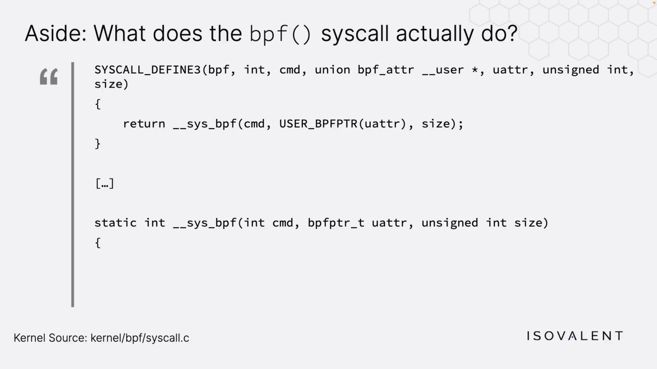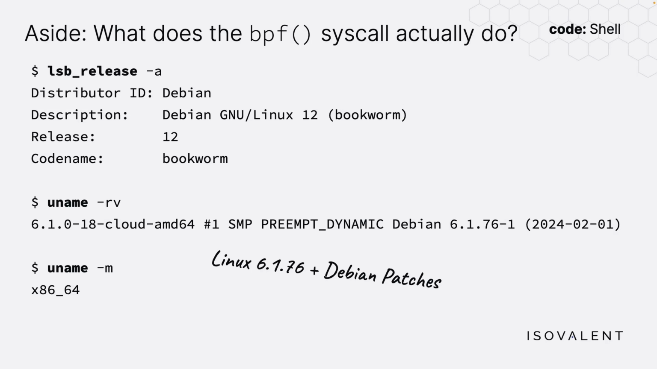So kernel/bpf/syscall.c is where the syscall is defined as this function. This returns an internal function called __sys_bpf. And by the way, this is all on a particular version. So I'm doing this on Debian 12 on the 6.10 kernel. So this might be different in other kernel versions or in different distributions which have patches for kernels. I don't think this code has changed all that much recently, but if you look yourself, it might be different.